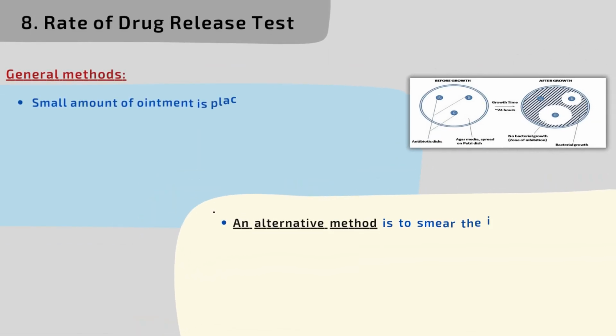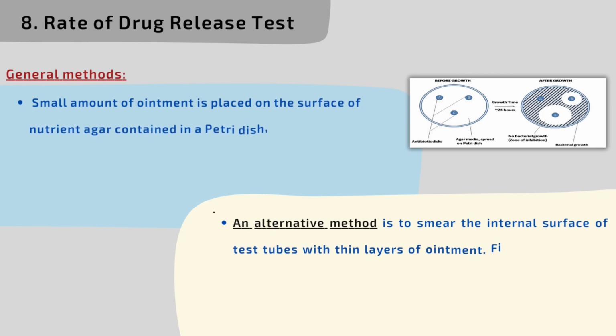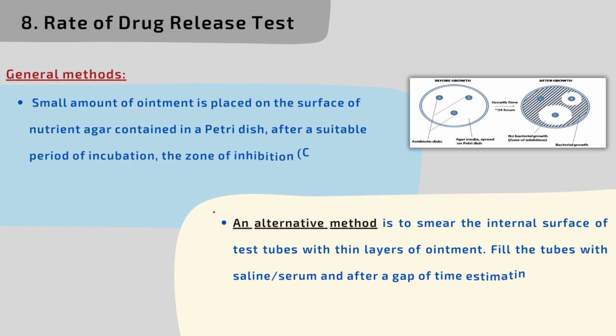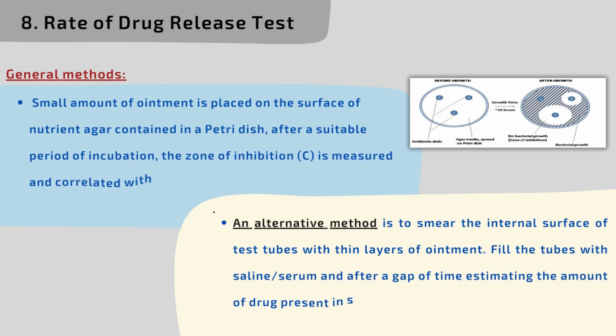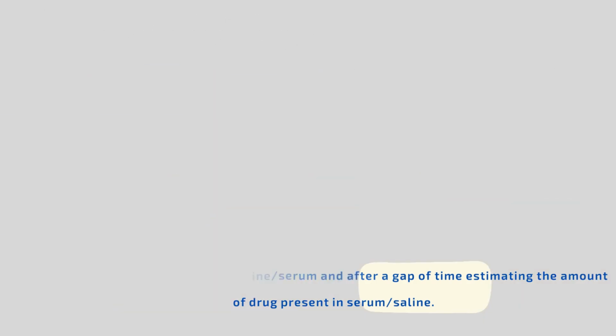Rate of drug release test. General method: a small amount of ointment is placed on the surface of a nutrient agar contained in a petri dish. After a suitable period of incubation, the zone of inhibition is measured and correlated with the rate of release. An alternative method is to smear the internal surface of a test tube with a thin layer of ointment. Fill the tube with saline serum and after a gap of time, estimate the amount of drug present in the saline serum.